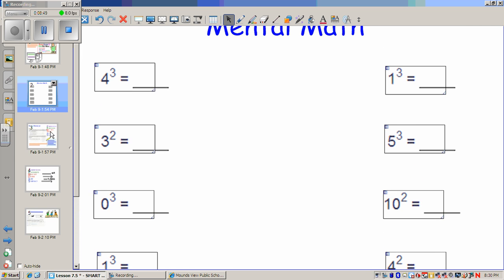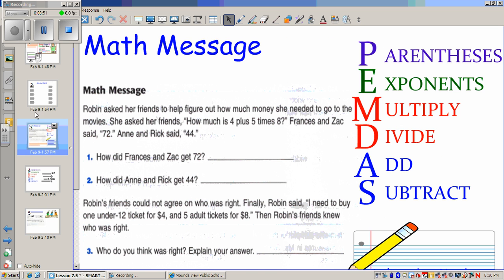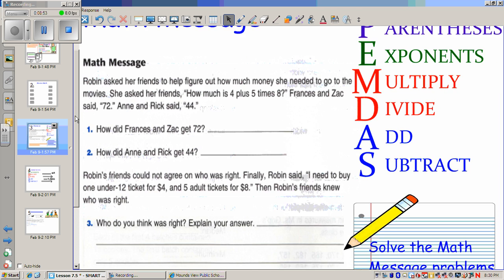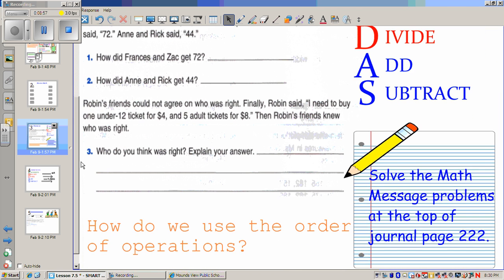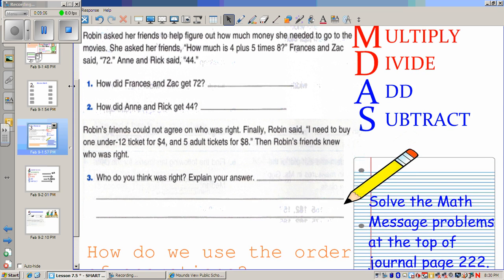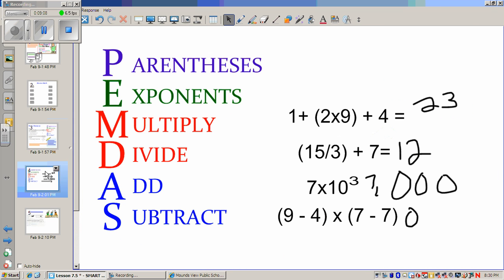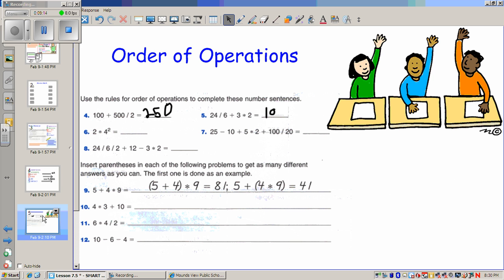All right. Then, in your journal, this would help you if you had your journal. You could do numbers 1, 2, and 3. How do we use the order of operations? So it says, solve the math message problems at the top with journal page 222. So you will need journal page 222. So then we did these problems together, doing them in order of operations. And finally, we did these couple of problems that I want you to finish up on the same page.